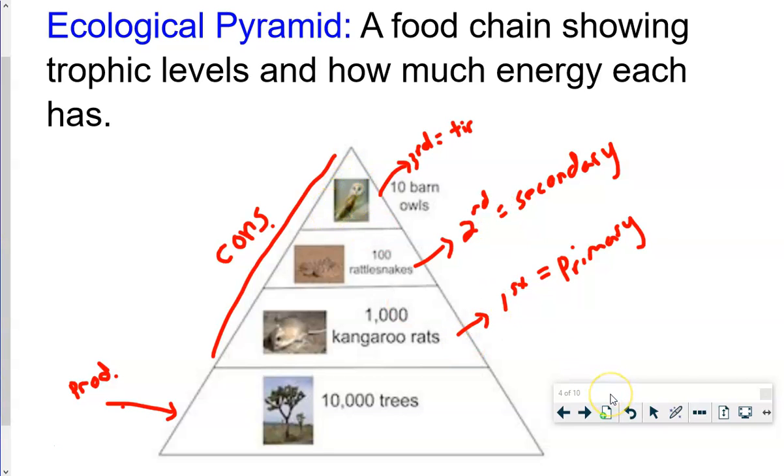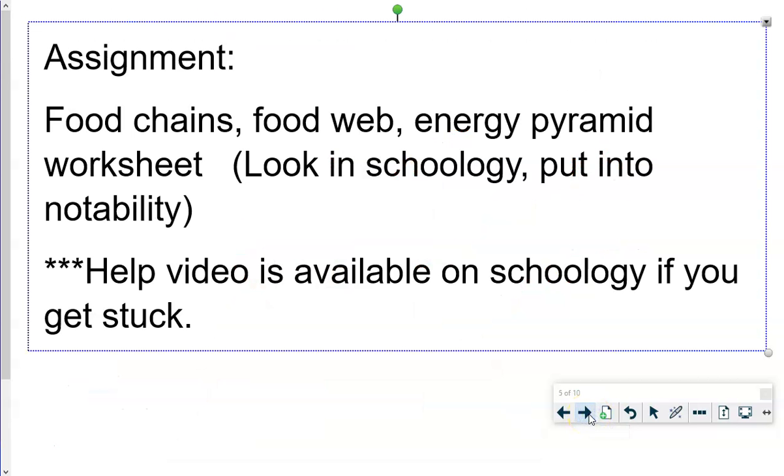Okay, so you're going to see some examples of this in a video clip that you have to watch. And then you're going to see some more examples in your assignment. So in Schoology, there's an assignment, and it's kind of got a long name. It's called Food Chains, Food Webs, and Energy Pyramid Worksheet. It's not a long assignment. Remember, you don't have to draw pictures for your food chains. You can just use words if you want to. That's fine. And I did make a help video to help you get started and fill in some blanks.